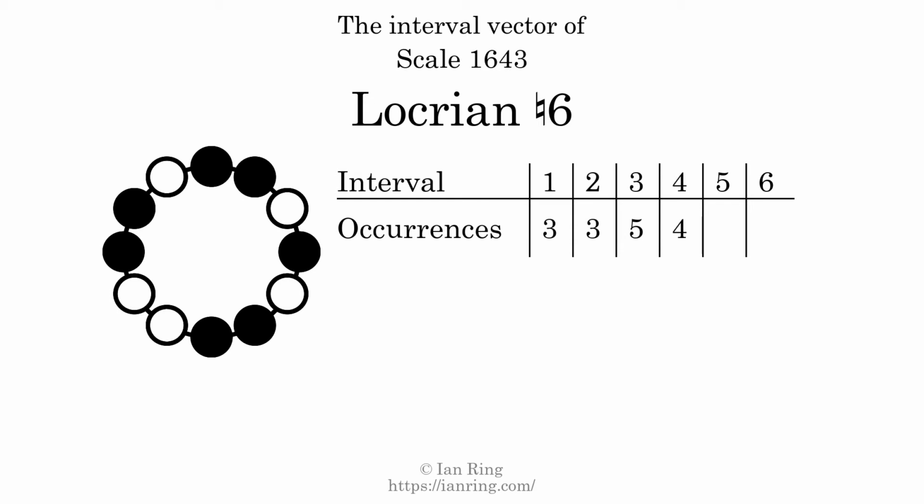There are 4 intervals with a size of 4 semitones. They are here, here, here, and here. There are 4 intervals with a size of 5 semitones. They are here, here, here, and here. There are 2 intervals with a size of 6 semitones. They are here, and here. Each interval does not appear in this scale a unique number of times, so this is not a deep scale.